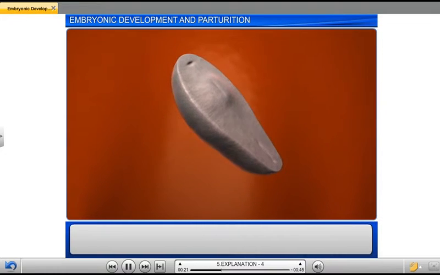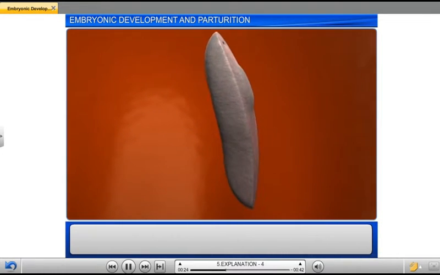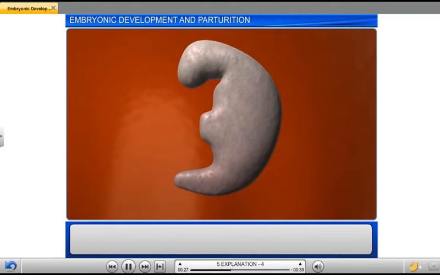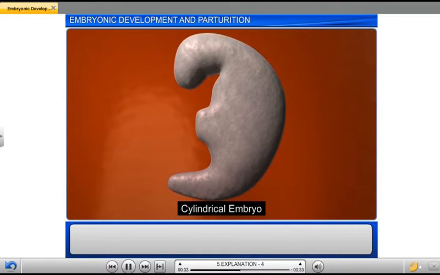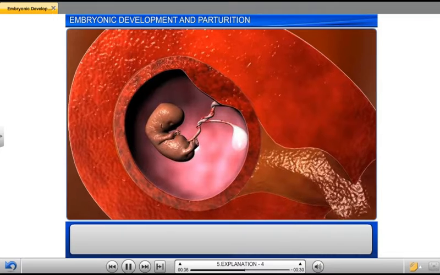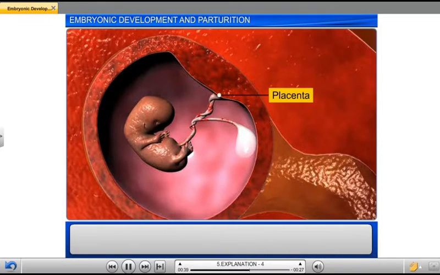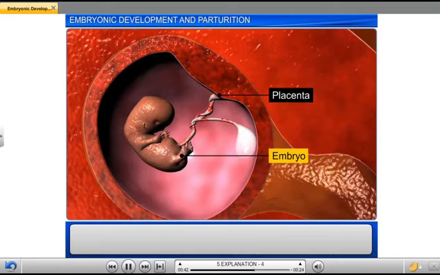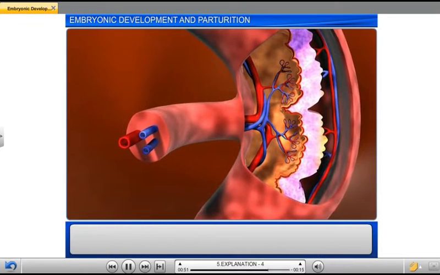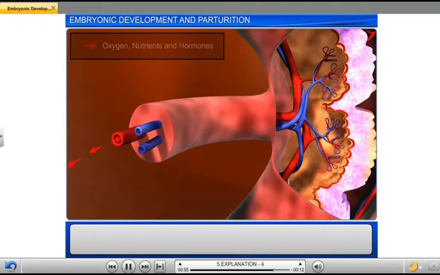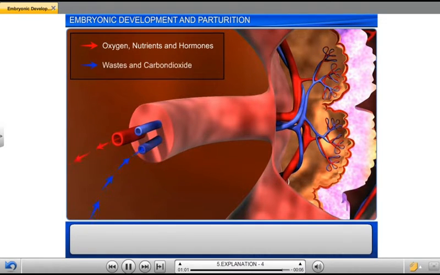As the embryonic disc grows, the cells of one side of the disc grow faster than those on the other side. This causes the disc to roll and form a cylindrical embryo. Initially, this embryo is attached to the placenta, but as it starts to develop, it moves away from the placenta and remains connected to it via an umbilical cord. The placenta is an important structure that supplies the embryo with oxygen, nutrients, and hormones, as well as carries waste products from the embryo back to the mother.